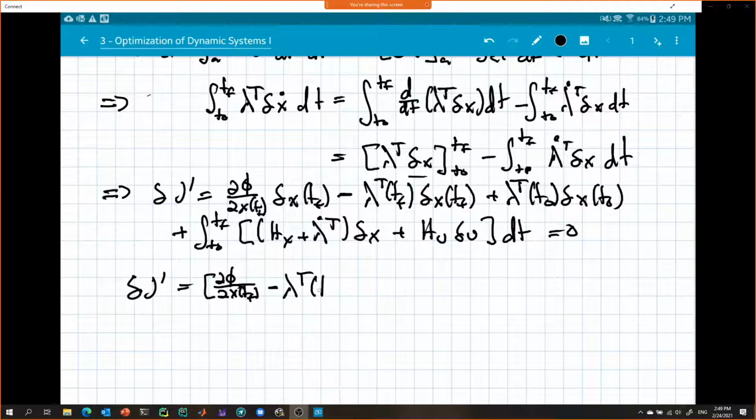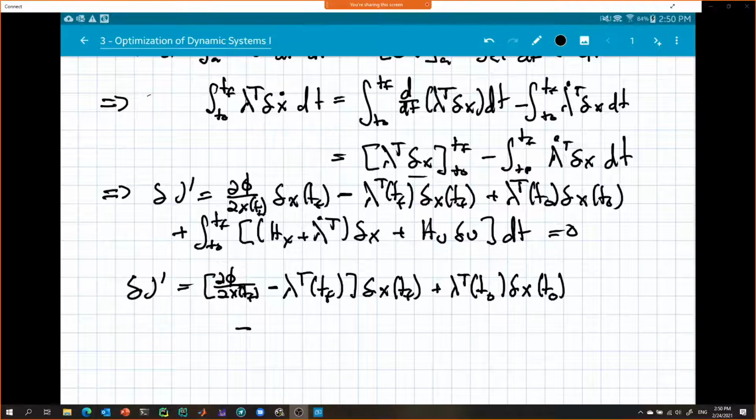So we collect everything that has a variation to the final state. So we have this partial of the terminal cost in the final Lagrange multiplier. And then, just because we don't have an initial cost, I might make it a practice problem to solve this with an initial cost. But it's actually not that difficult. So we have a kind of initial term, and then we have everything in the integral as above.